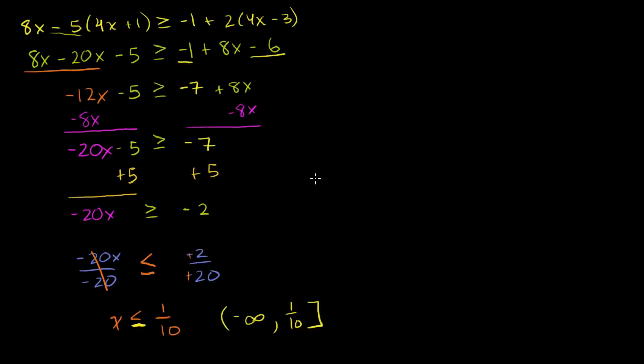And just for fun, let's draw the number line right here. This is maybe 0. That is 1. 1 over 10 might be over here. Everything less than or equal to 1 over 10. So we're going to include the 1/10, and everything less than that is included in the solution set. You could try out any value less than 1 over 10 and verify that it will satisfy this inequality.